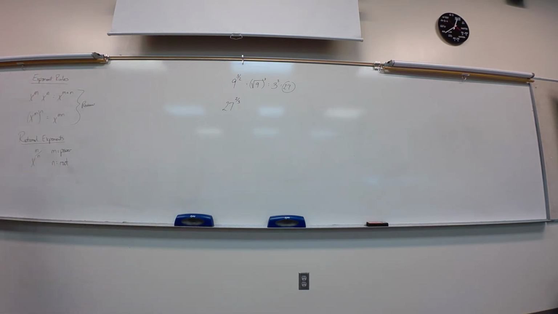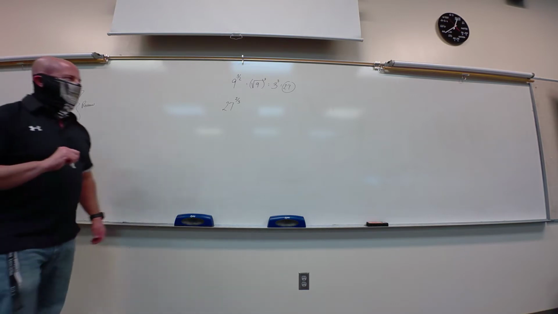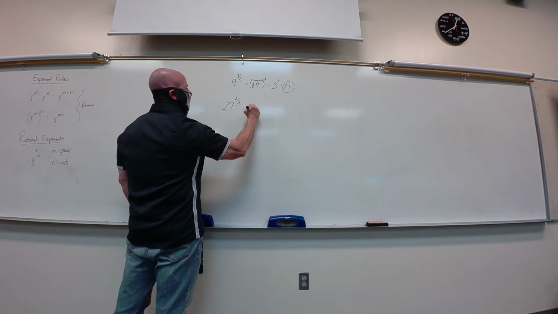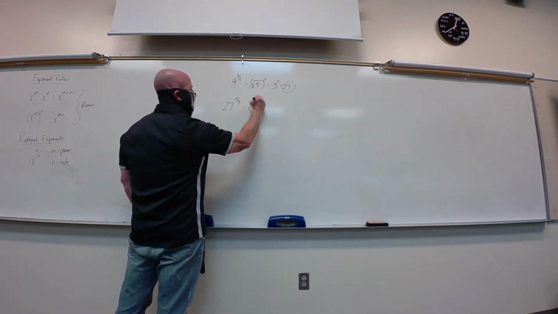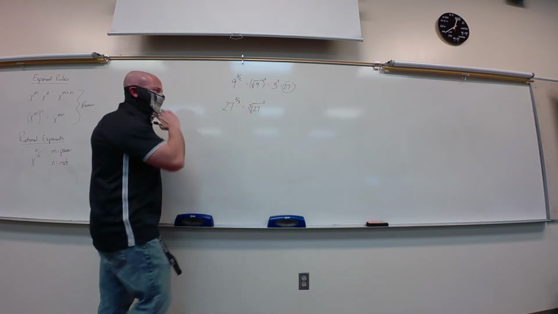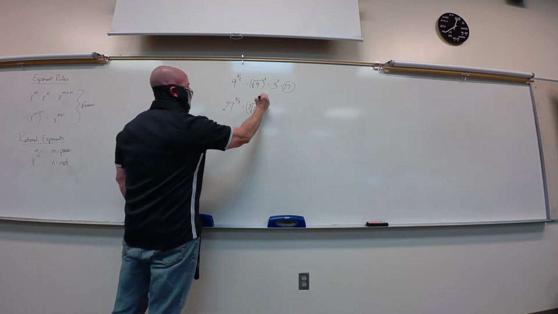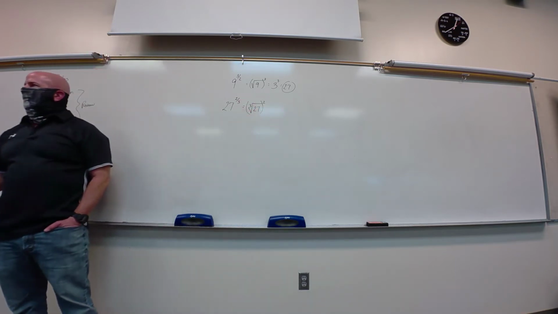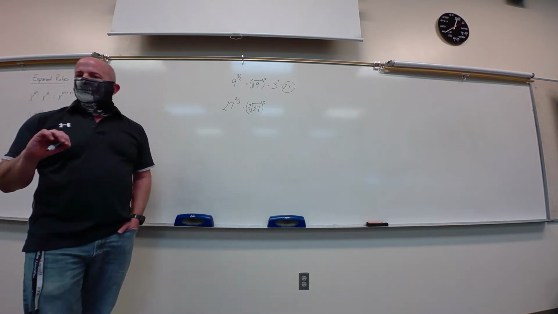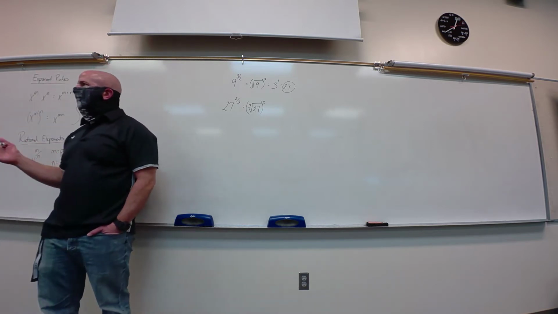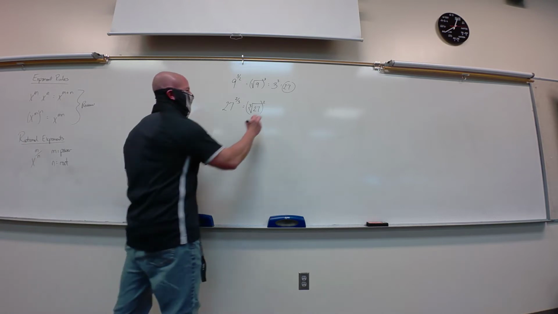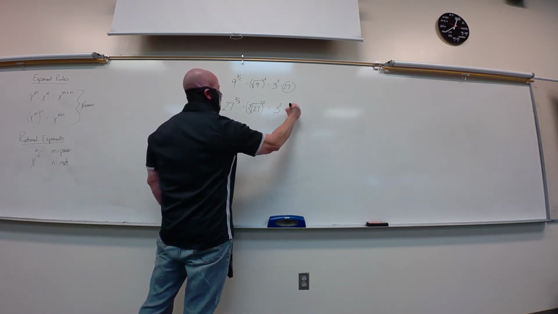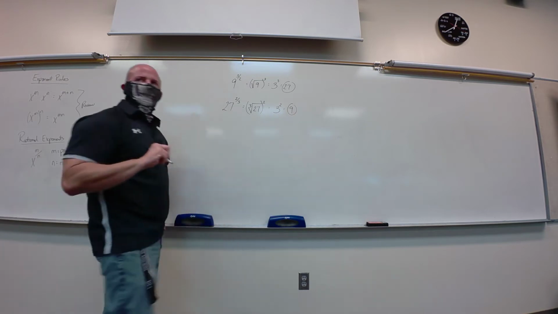So let's go 27 to the 2/3. We want to remember the bottom number is the root. So I'm going to rewrite it as the cube root of 27, squared. I'm going to take care of that cube root first. Then I'll take care of the square, again so that I have smaller numbers. Okay, so the cube root of 27 is 3, squared. 3 squared is 9. Right?